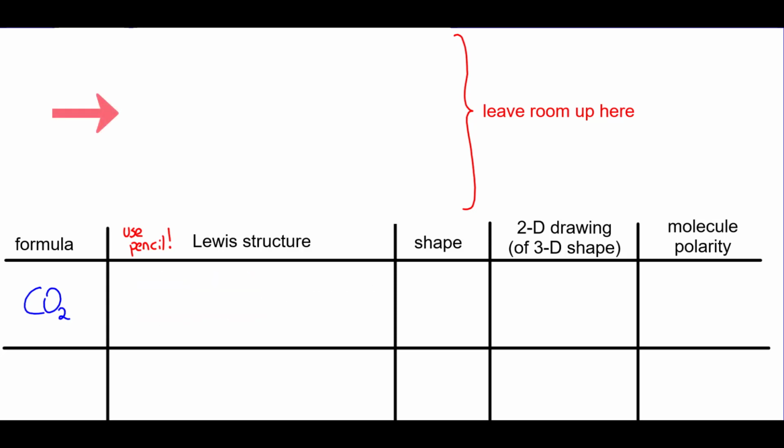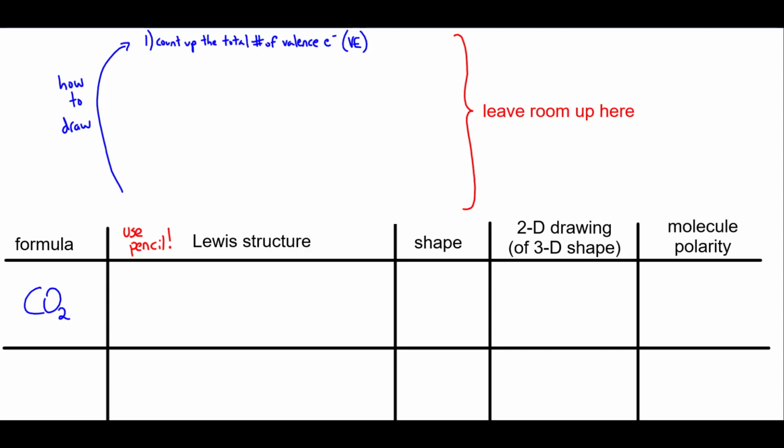I'll show you each step up in the area up here. So be sure to go ahead and write this first step down in the space that I told you to leave blank above the table. So the first step is to count up the total number of valence electrons. Well, I'm going to do that inside the box for the formula.